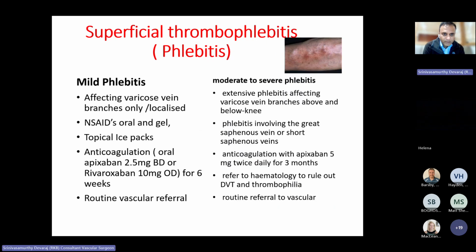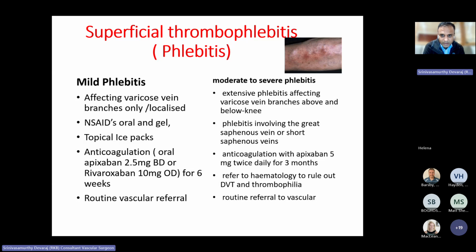So for mild phlebitis, where you've only got localized area of redness and tenderness, usually below the knee, can be treated by topical non-steroidals, topical ice packs, and a shorter duration of anticoagulation for 6 weeks, and a routine vascular referral.